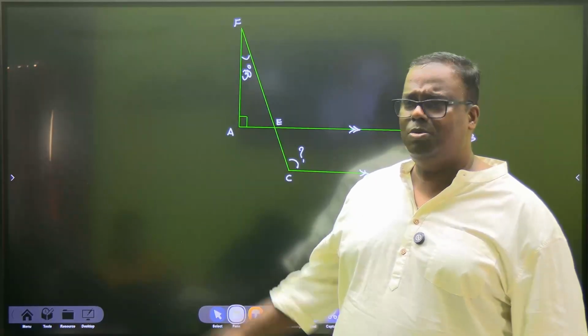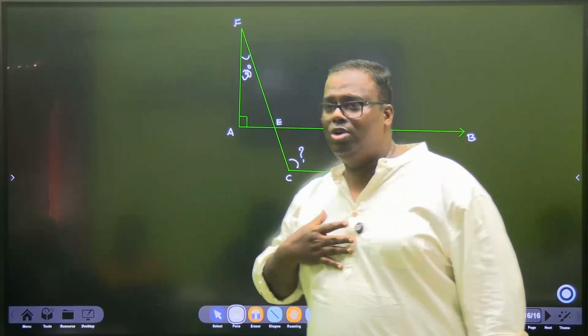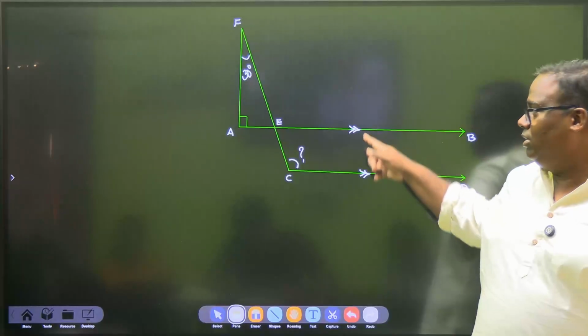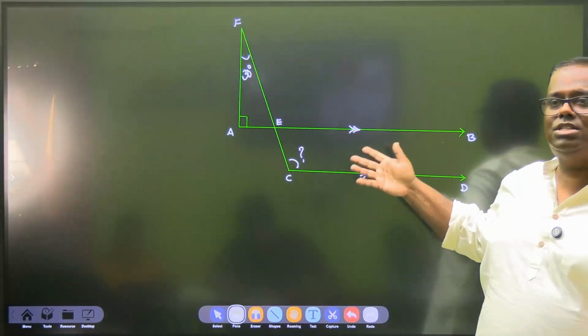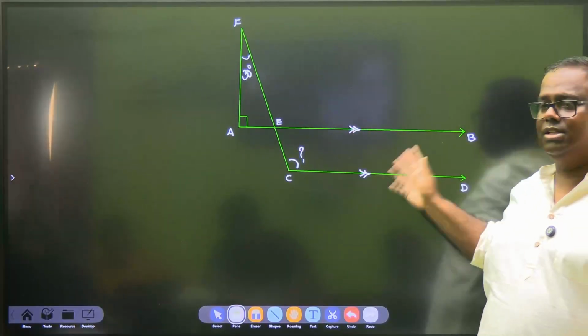Geometry is like solving puzzles. This is a puzzle. What did we do here? I think it took me more time to draw this diagram. Do you agree or not? As soon as I saw these symbols, in my mind it struck there is a parallel line and a transversal. You have to just hunt that transversal. But done.